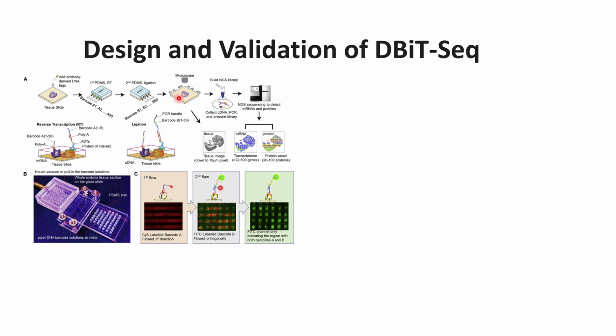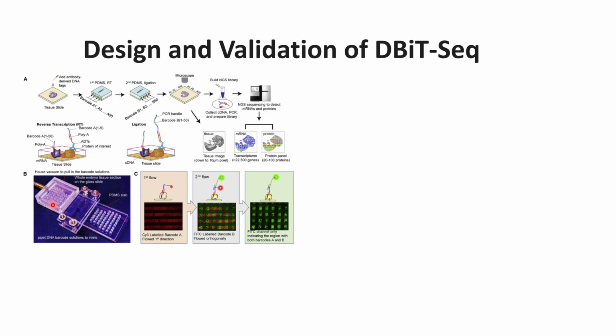Thereafter, they lysed the tissue, collected the DNA, and did the NGS library preparations, and from the NGS analysis they can see which mRNAs and proteins are present in the tissues. In this technology they are able to identify greater than 22,500 genes or proteins. The panel they used in this paper is about 22 proteins, but they claim that it can be used for 100 proteins.